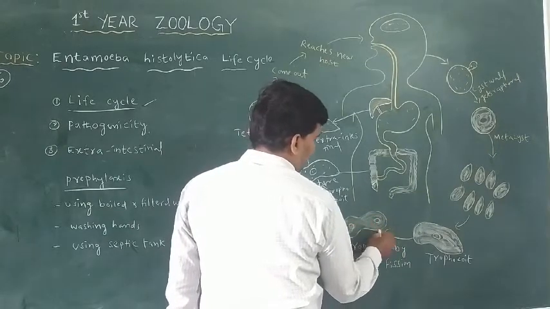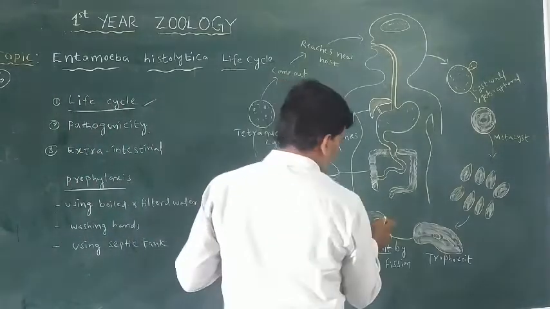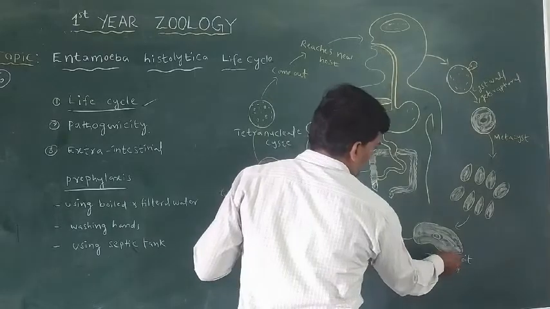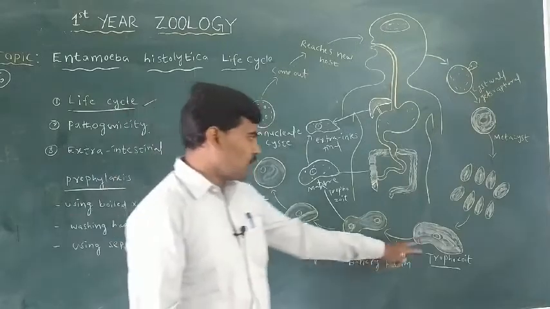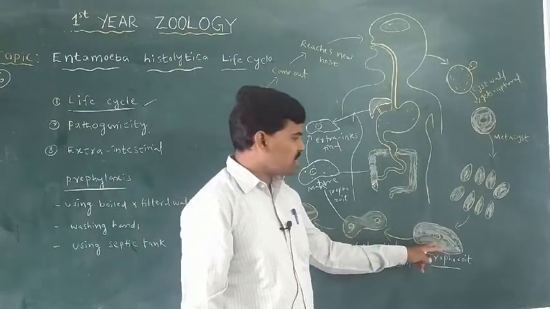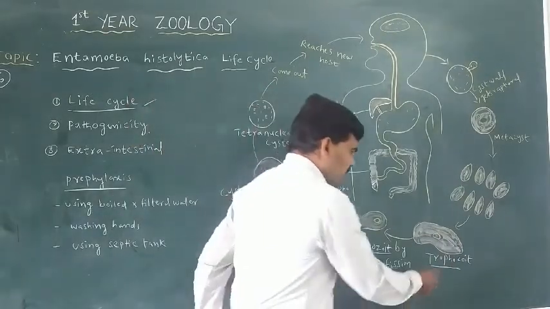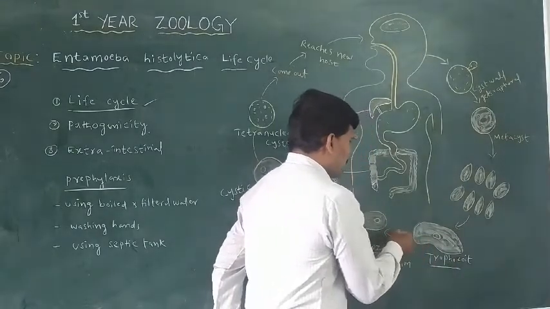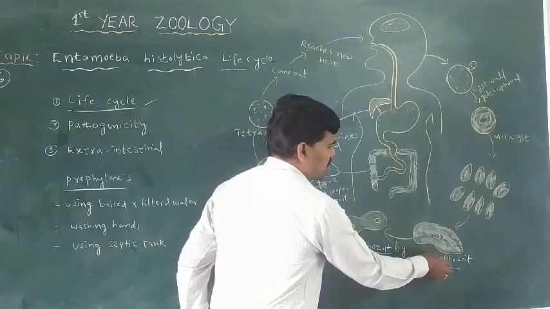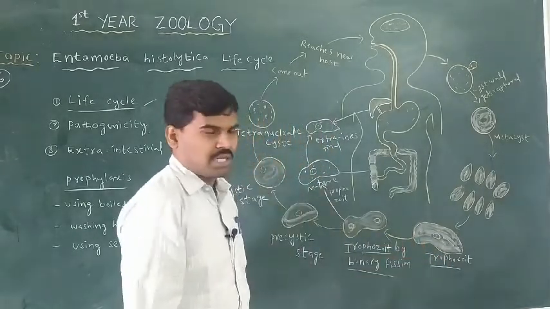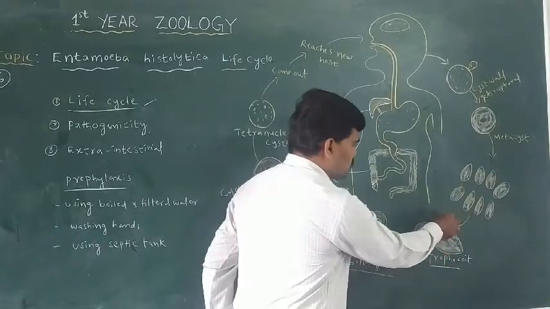Life cycle, the trophozoite. This is the feeding, motile and pathogenic stage. The trophozoite has one nucleus. This stage undergoes binary fission, multiple binary fissions. Binary fission means one divides into two parts.